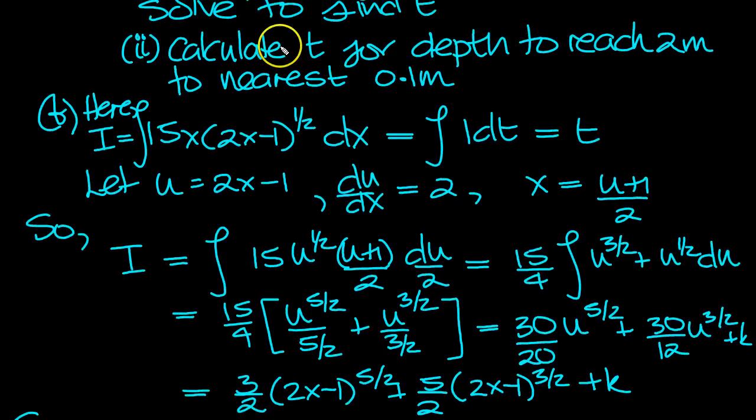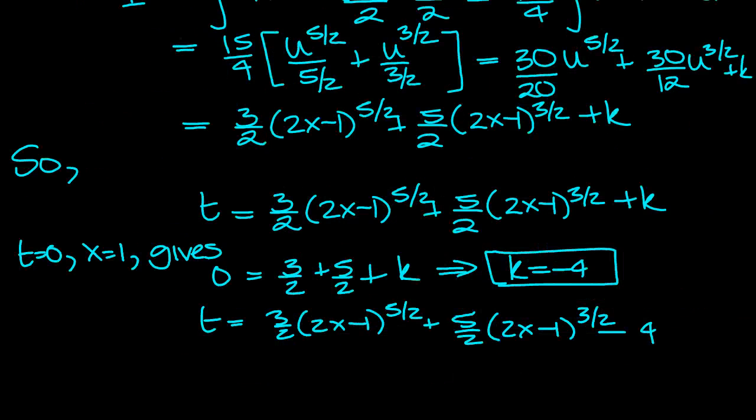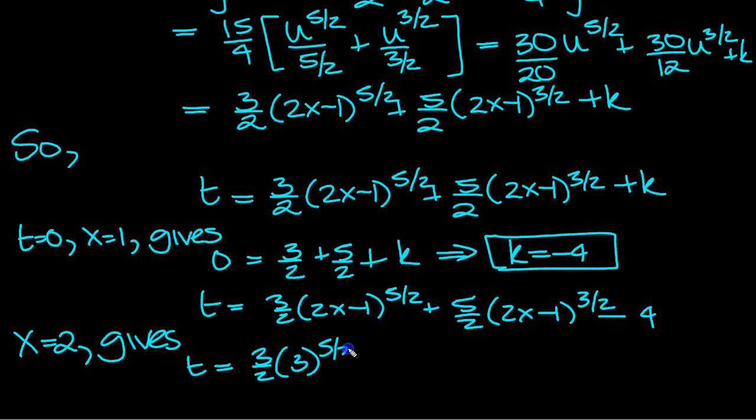Now we move on to the second part. Calculate t for depth to reach 2 meters to the nearest 0.1 meter. So when the depth x is 2, x equals 2 then gives t equal, well this is 2, 2 2s are 4, 4 minus 1 is 3, so it's 3 over 2 times 3 to the 5 over 2 plus 5 over 2 and then 3 to the 3 over 2 minus 4.